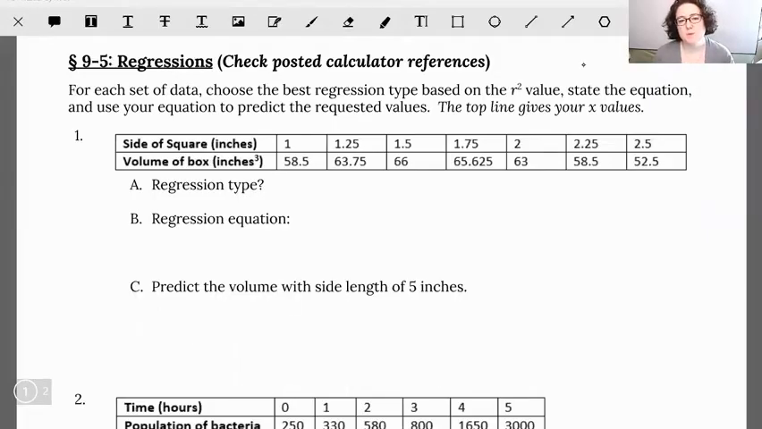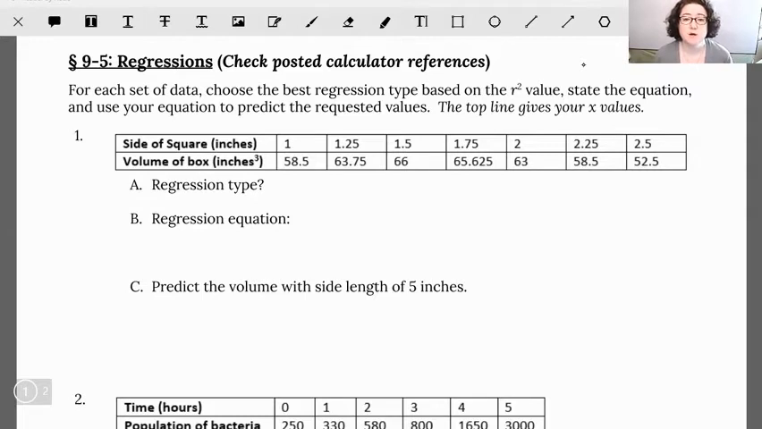In today's lesson, we are going to do something called a regression. So again, regression is basically we are taking a set of data and finding which equation, which function would best model that data, and then allow us to predict future values based on the pattern that we find.